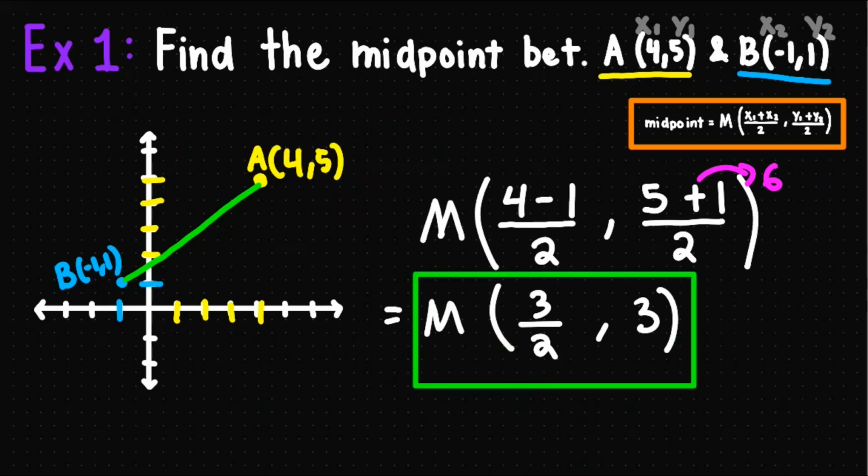If we try to plot that, the x coordinate is 3/2, or 1.5, so it's around in between 1 and 2, around here. Then the y coordinate is 3, so it's this one.